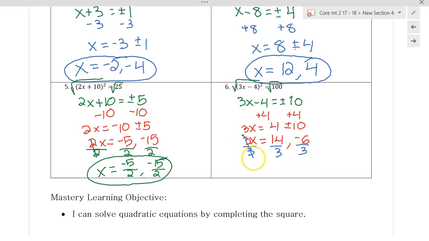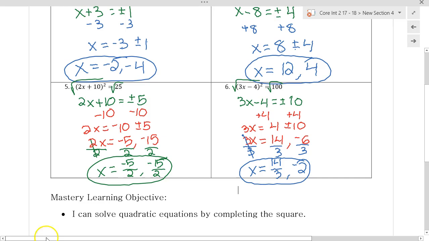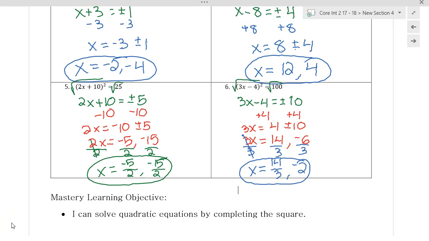So x equals 14 divided by 3 is 14 thirds, and negative 6 divided by 3 is negative 2. And that is my answer. That is it for solving by taking the square root. Go ahead and work on D.1.